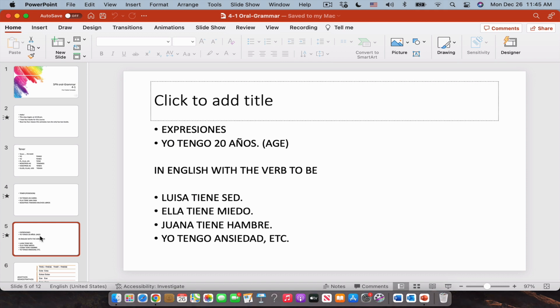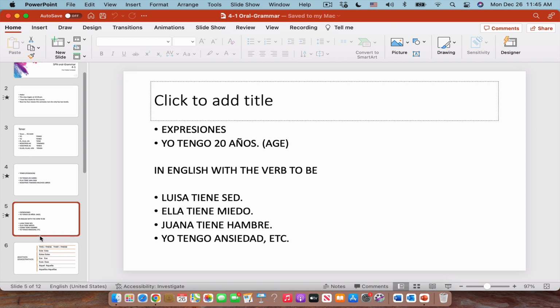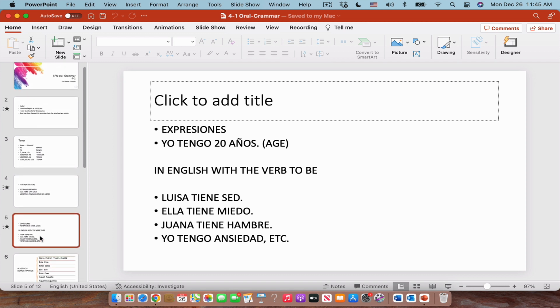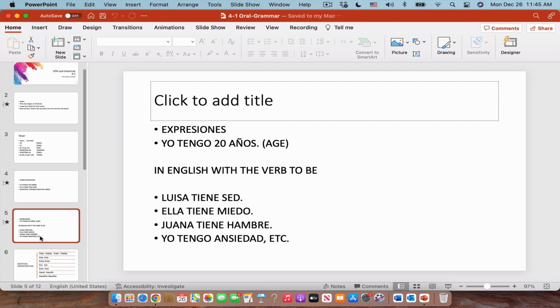Or Juan tiene hambre. Juan is hungry. Or yo tengo ansiedad, I am nervous, or I am anxious. Okay, so those situations, this group of situations in English, what is important is that in English usually they go with the verb ser, the verb to be, but in Spanish we use the verb tener. So you say I am thirsty, yo tengo sed. Okay, that's the way it works.